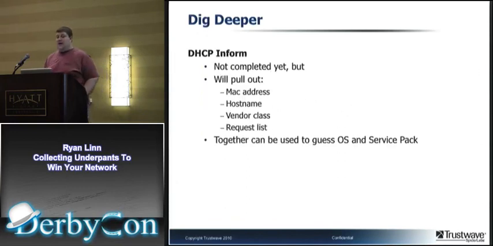So DHCP, it's not completed yet, but right now we're pulling out MAC addresses, host names, and vendor classes. The vendor classes and request lists are what allow us to do fingerprinting. The order that those appear in is different across operating systems and across operating system versions. So there's some information out there already. I just need to compile it in and get it working so that as you see hosts come in, you can identify different versions of OS X and Windows based off that information.